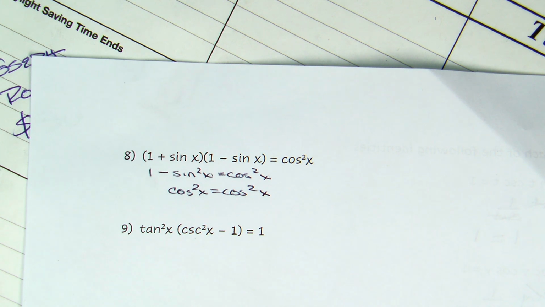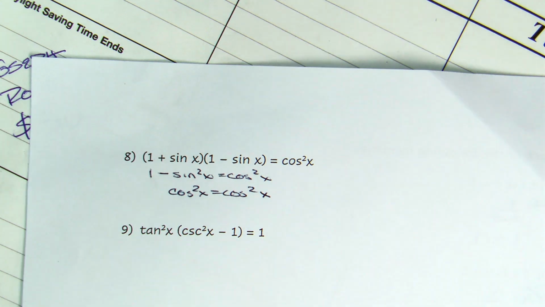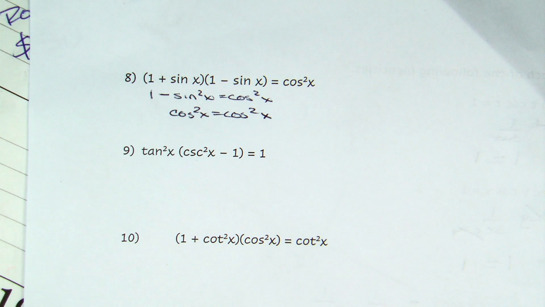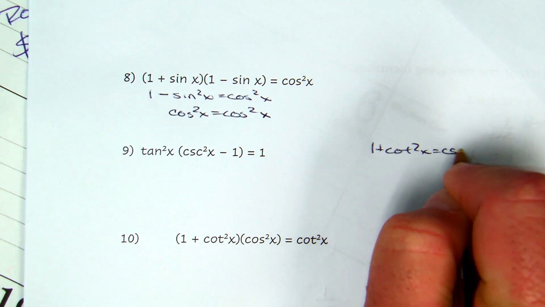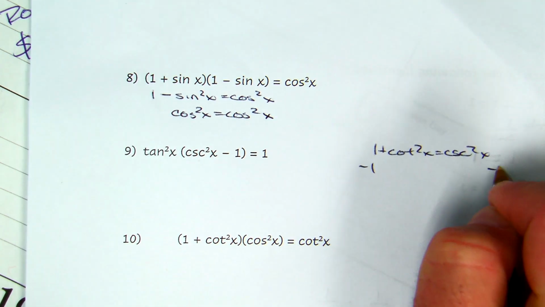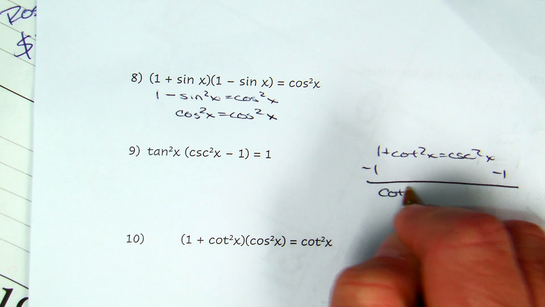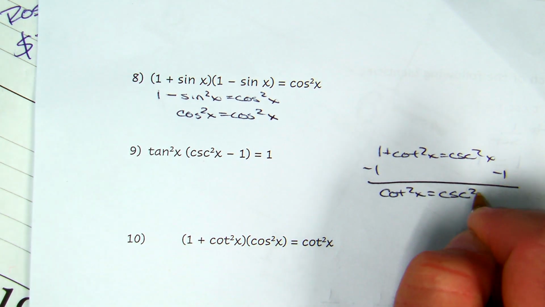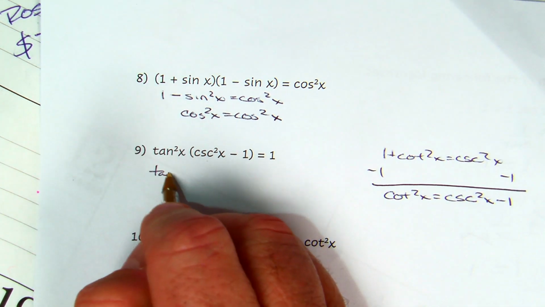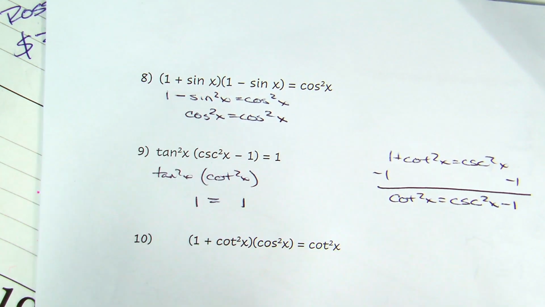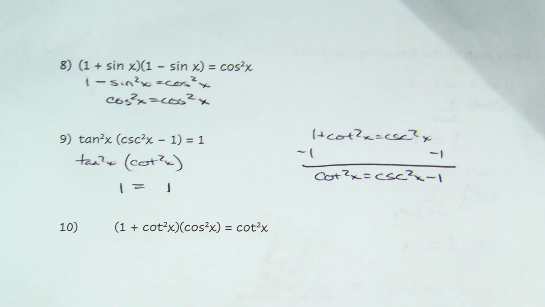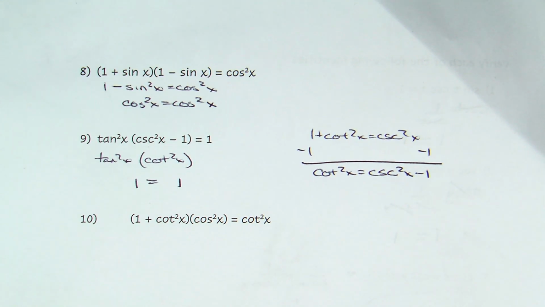Because they're conjugates of each other, when you multiply them together, you get 1 minus sine squared x. And 1 minus sine squared x is equivalent to cosine squared x. The work on the right is where the cotangent squared x came from.